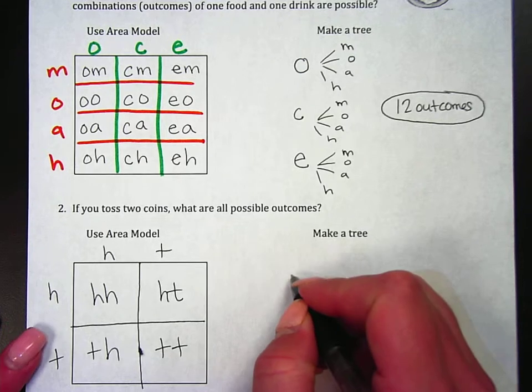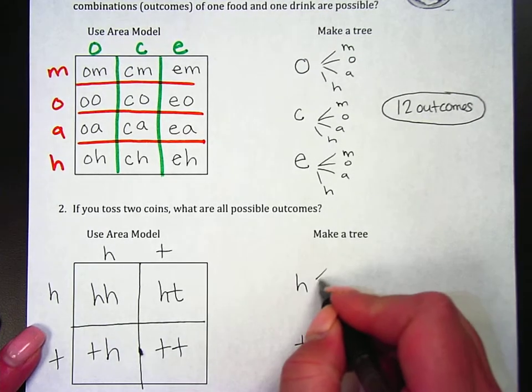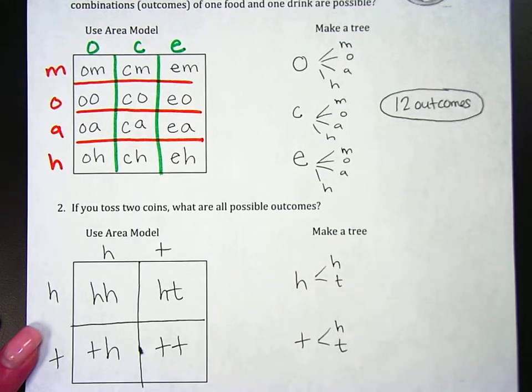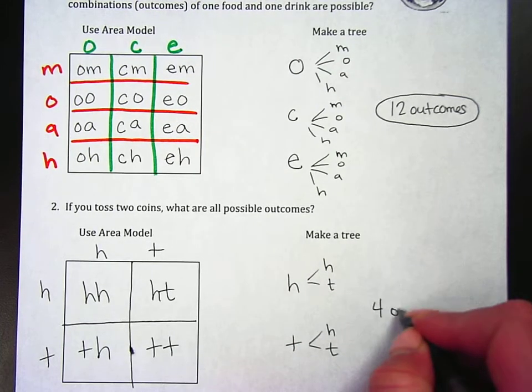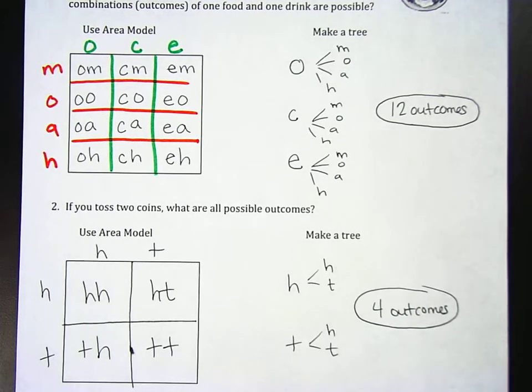Okay. If I do my tree, I have heads and tails. The next time I flip it, heads and tails. So this time I only have 4 possible outcomes. Okay, a little simpler. Again, whichever way makes more sense to you, you can go with that. Just make sure if you're doing a tree that you spread it out if you have a list of more options.